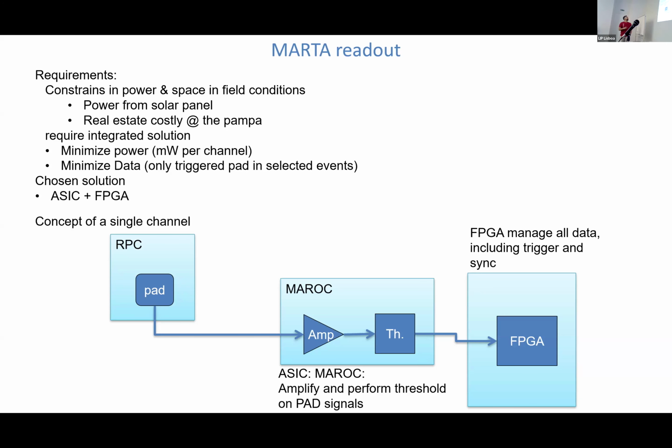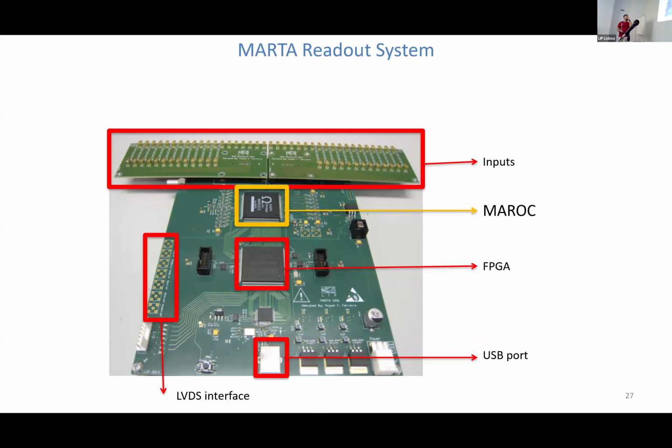And so the chosen solution is basically an ASIC coupled to an FPGA, maintaining the same concept. So you have the path, you have amplifier and threshold, but this is now made in an ASIC with 64 channels, and then you connect this to one FPGA. And so the FPGA manages all the data, including the trigger and the timing, meaning clocks and the triggers. This is the readout system, fully developed at LEAP, except obviously for the FPGA and for the ASIC.